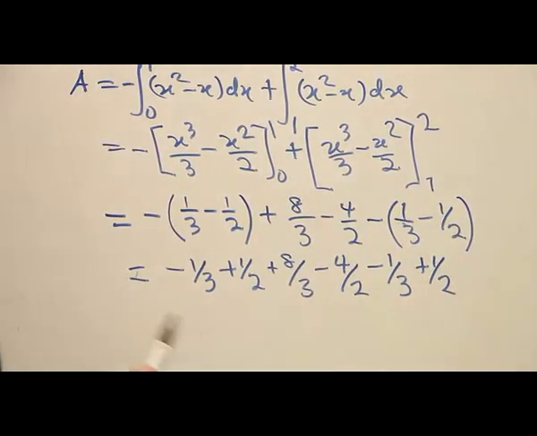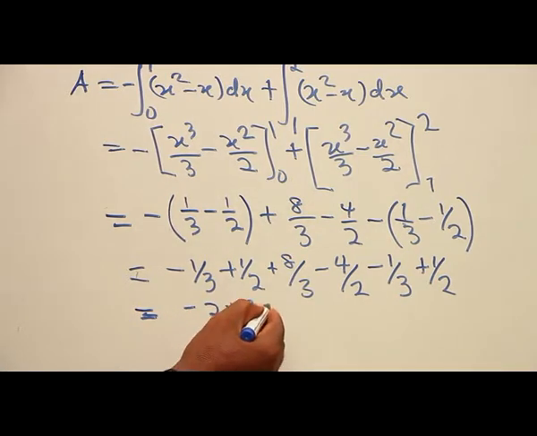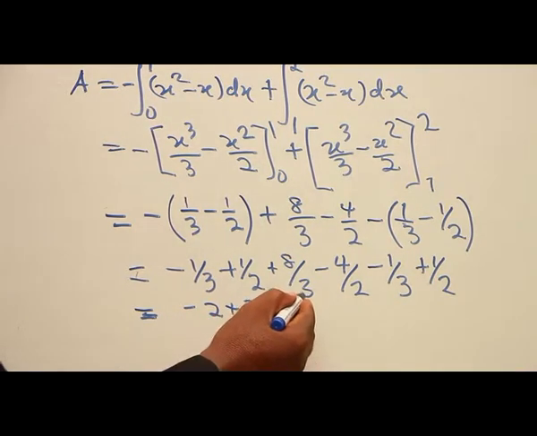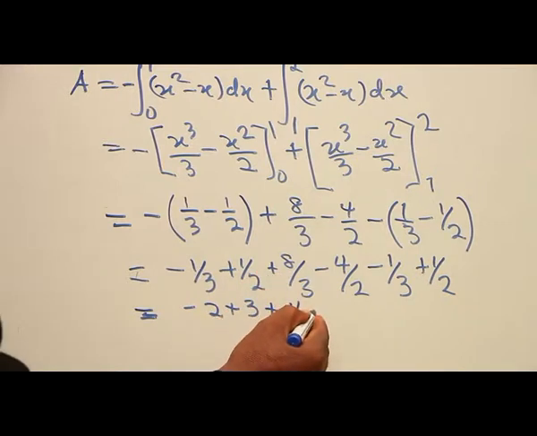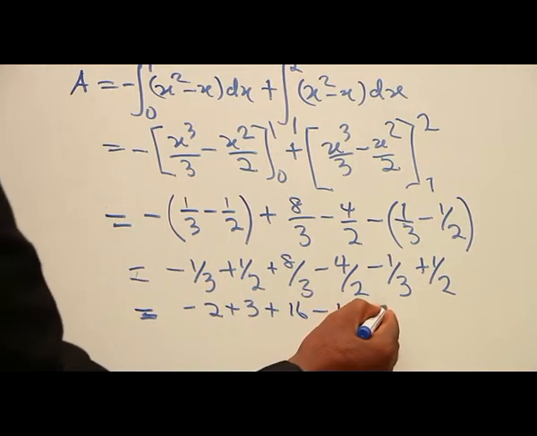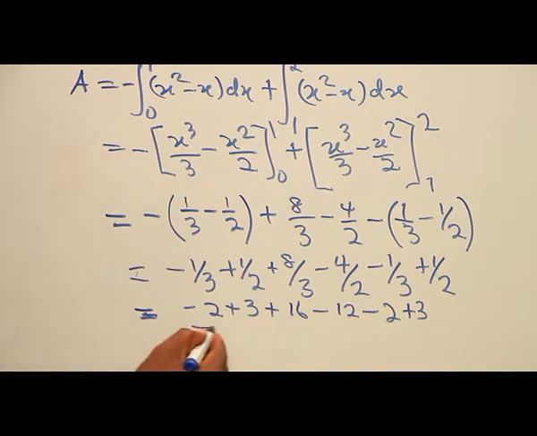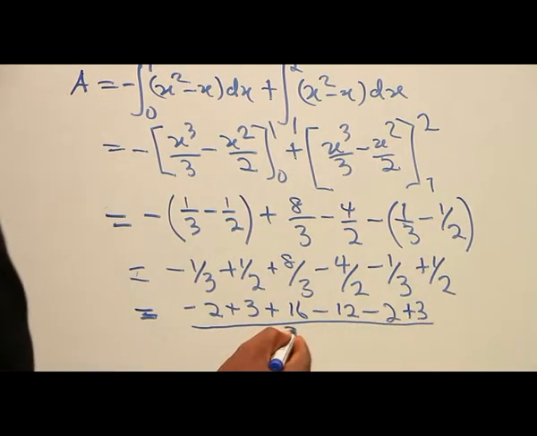So you now simplify this as best as you can. Let's use our LCD to be 6. So we can have our LCD as 6. So this becomes minus 2. And this is plus 3. And this is plus 16. And this is minus 12. And then this is minus 2. And then this is plus 3. Everything here all over 6.